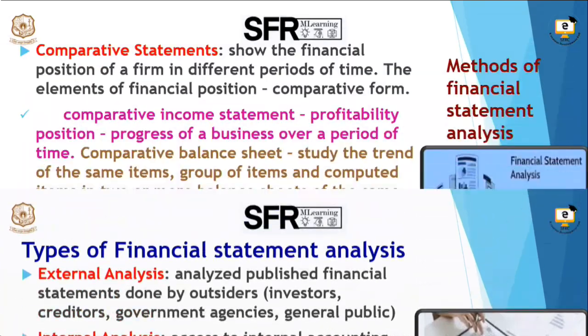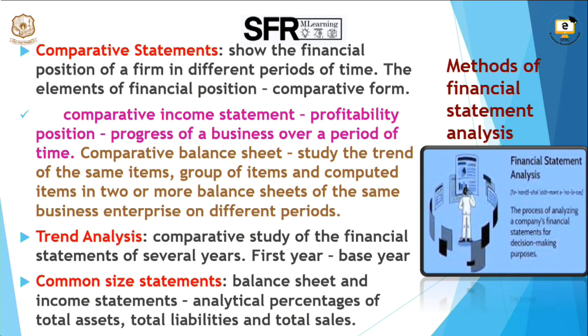Next we have to go for comparative statements. So what do you mean by comparative statements? Comparative financial statements show the financial position of a firm in different periods of time. That is, we have to find out the financial position of the business for the current year and previous year. So for these comparative statements, we have to prepare two statements. First one is the comparative income statement and another one is the comparative balance sheet. The comparative income statement gives an idea about the progress of a business over a period of time. The changes in absolute data in money values and percentages can be determined to analyze the profitability of the business.